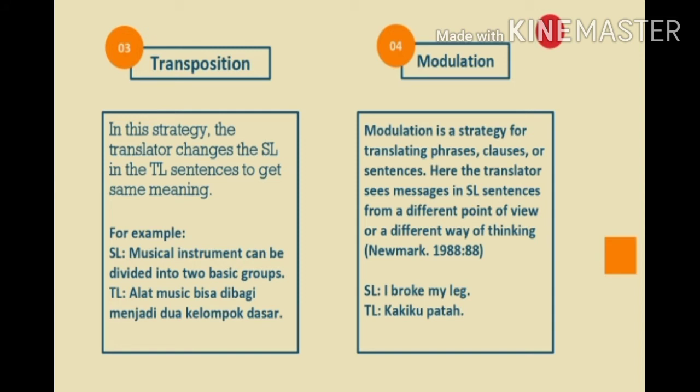And the fourth is modulation. According to Newmark, modulation is a strategy for translating phrases, clauses, or sentences. Here the translator sees the message in the source language sentence from a different point of view. This strategy is used when translating words literally doesn't produce a sensible or flexible translation. For example, source language: I broke my leg. Target language: kakiku patah.